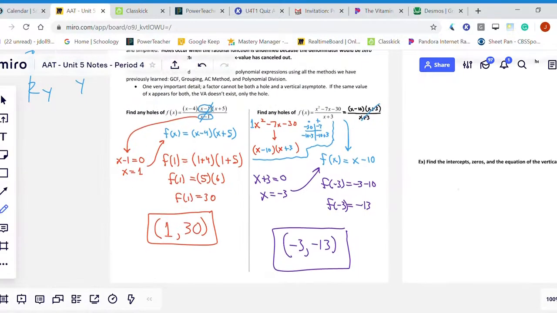So just to recap here, right? When we're looking for holes, what we're looking for are factors that will cancel between the numerator and denominator of our rational functions. The canceled denominator set equal to 0 gives me the x-coordinate of my hole, and then I substitute that x value into the simplified equation to find the y-coordinate.